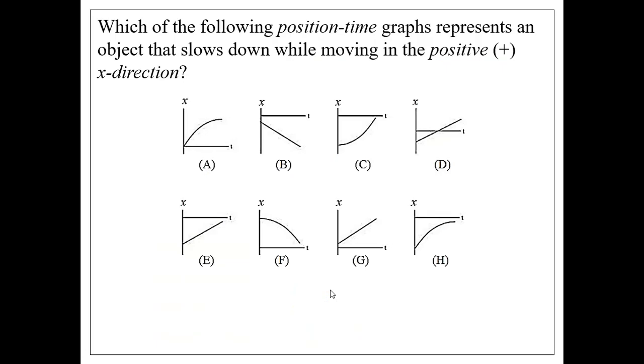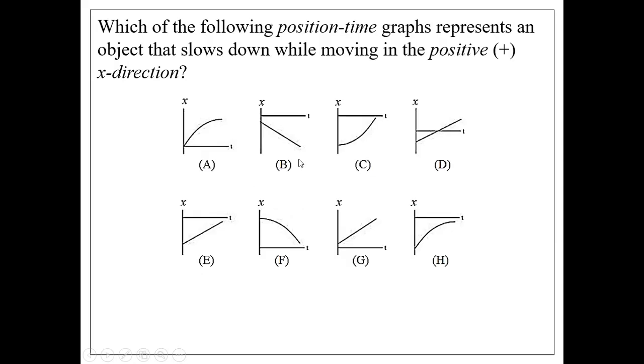All right, and then for this one, it's saying which of the following position-time graphs represents an object that slows down while moving in the positive direction. You're looking for an object that slows down while moving in the positive direction. So if you look at choice A, if you draw a tangent line, that's the positive velocity. As you can see in this graph, as time increases, the steepness of the line keeps getting flatter and flatter, meaning it's slowing down. So choice A would be an answer choice.